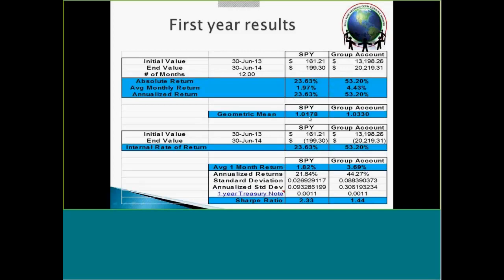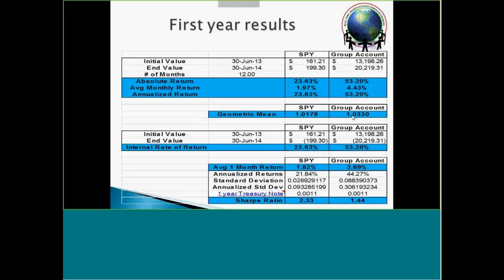Looking at a geometric mean, SPY was at 1.017, which is, let's call that 1.8%, whereas our account was about 3.3%. So geometric mean is a different way to compare returns that basically takes a lot of variables out through the math. It's not difficult to do, but rather than explain it, I'm going to send you to Investopedia if you want to look into how that's calculated and what it means.